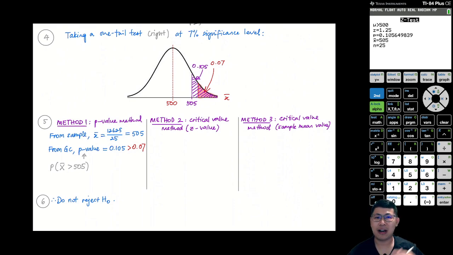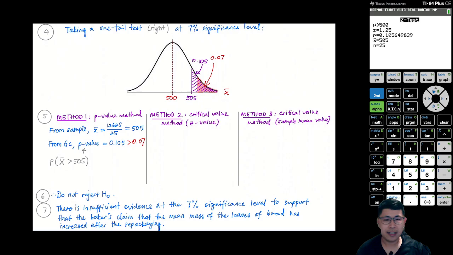So it means it's not far away enough. So we can't say that the Baker's claim is true. Something like that. So this is our conclusion over here. So there's insufficient evidence at the 7% significance level and so on.